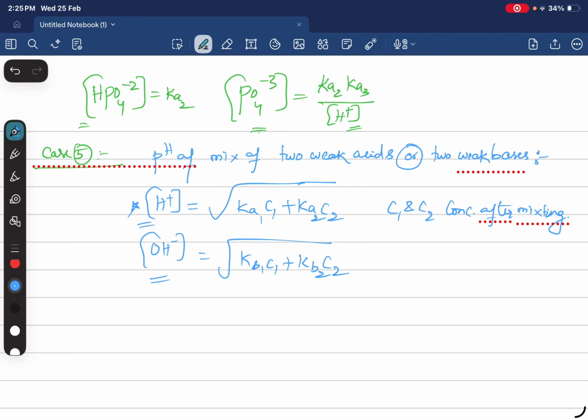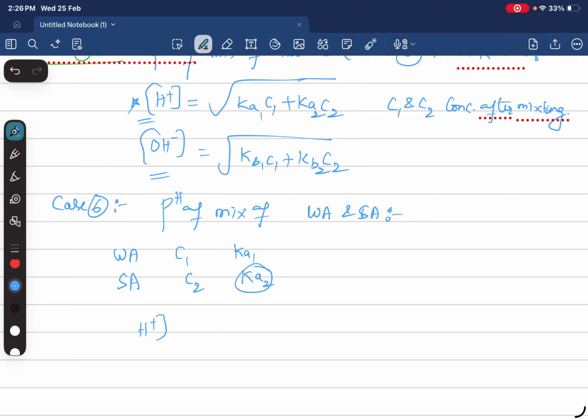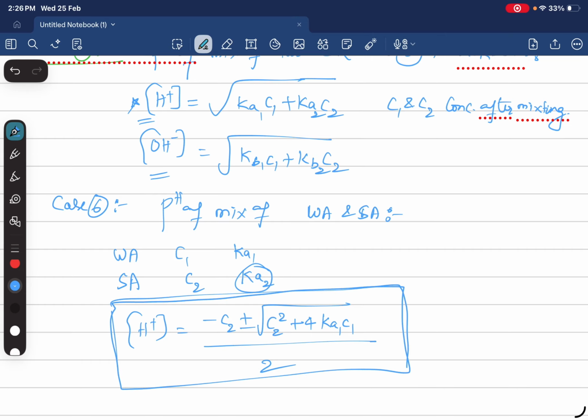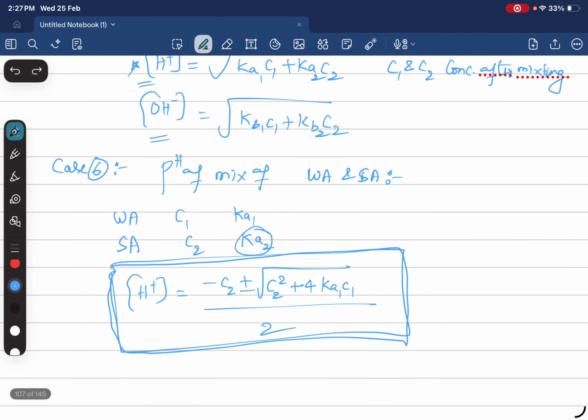So coming to next, case 6. So pH of mixture of weak acid and strong acid. This is little different and a little complex formula. Weak acid C1 Ka1, strong acid C2 Ka2, but not required this. So H+ equals minus C2 plus or minus under root C2 square plus 4 Ka1 and C1 whole divided by 2. This is the formula for finding H+ overall if you add weak acid and strong base.